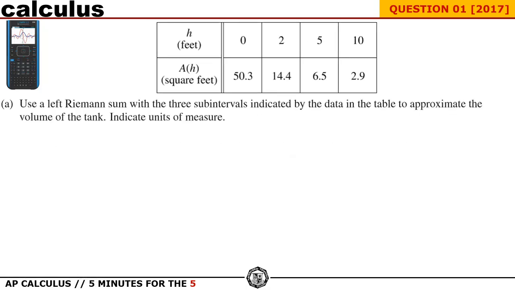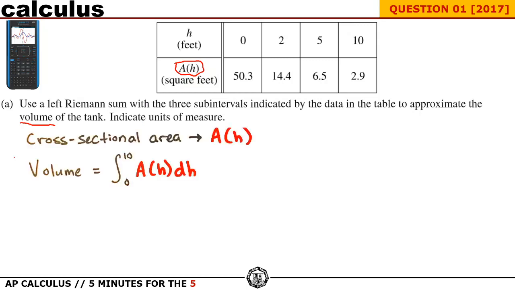Part A, they wanted you to use a left-hand sum with 3 subintervals indicated by the data in the table to approximate the volume of the tank. The thing that you should be cognizant of right away is anytime you're looking for volume of a tank and you know what the cross-sectional area is given by A of H, you can integrate the area to find the volume. So to get this party started, we are going to integrate A of H from 0 to 10, and they ask you to do that with a left Riemann sum.